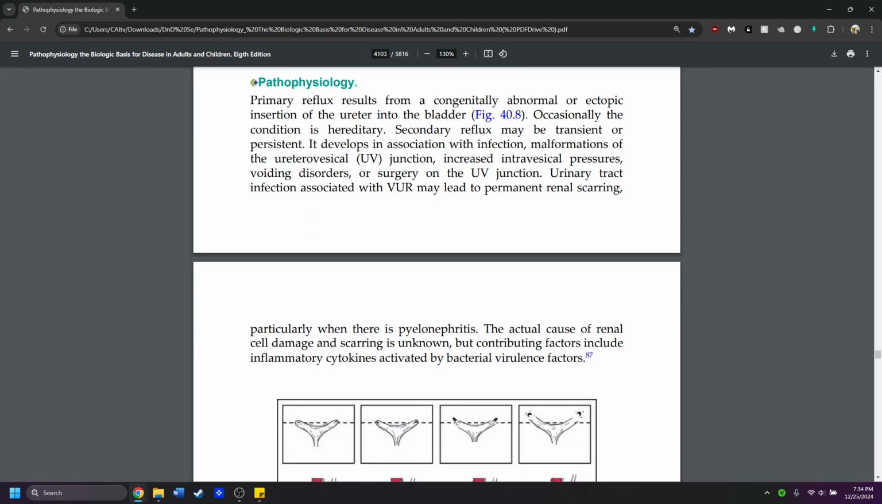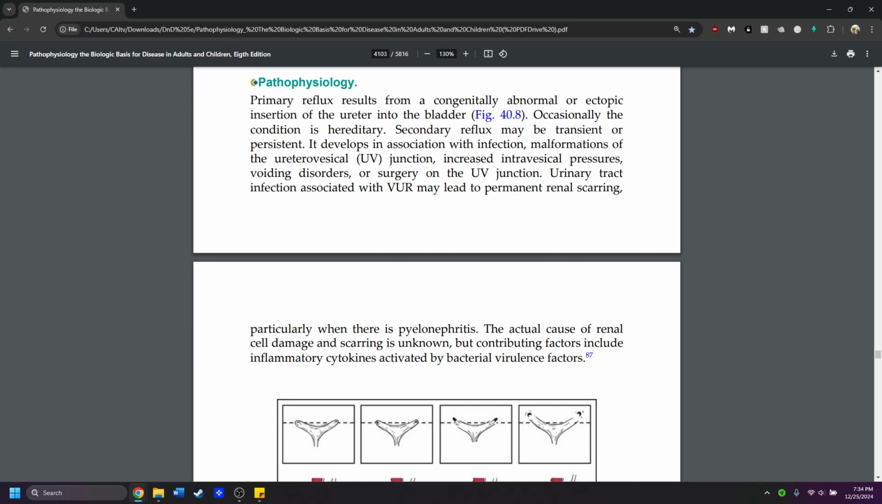Pathophysiology. Primary reflux results from the congenitally abnormal or ectopic insertion of the ureter into the bladder. Occasionally, the condition is hereditary. Secondary reflux may be transient or persistent. It develops in association with infection, malformations of the ureterovesical junction, increased intravesical pressures, voiding disorders, or surgery on the UV junction.